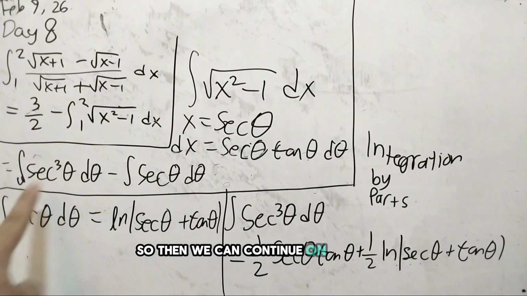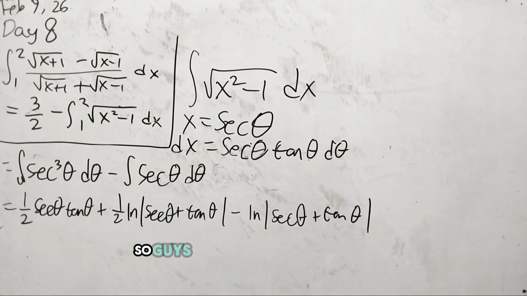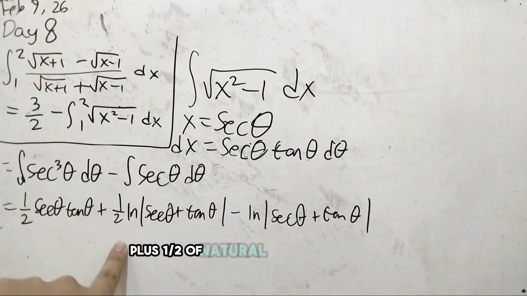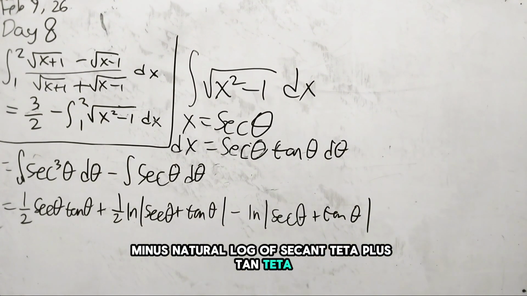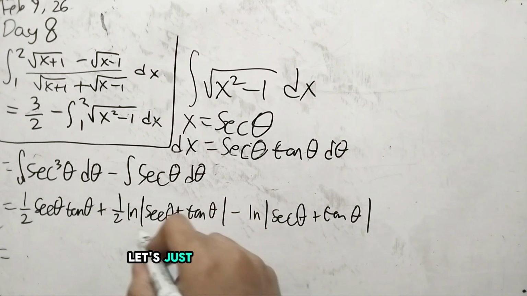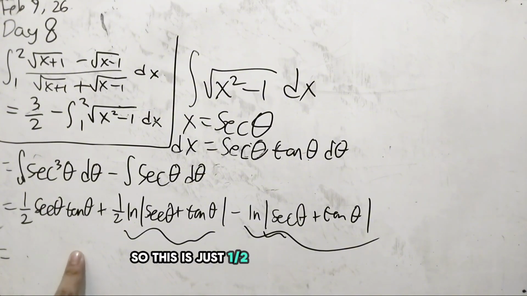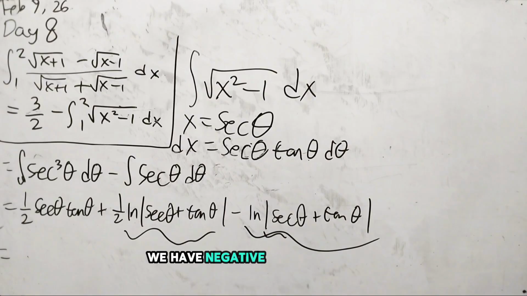So then we can continue on subtracting the integrals. So then I'm going to erase everything. So guys, after I combine them, we have this. So it's just a half of secant theta tan theta plus a half of the natural log of secant theta plus tan theta, minus the natural log of secant theta plus tan theta. Because we have natural logs here, we can just combine them. Okay, so let's let this be like a variable, and then this becomes a variable. So this is just a half minus 1. What do we have? We have negative a half of that, right?